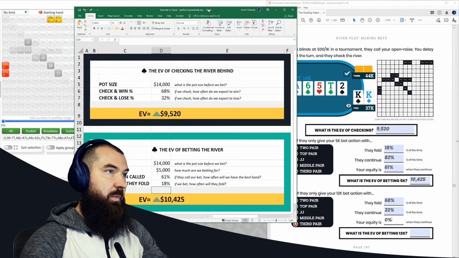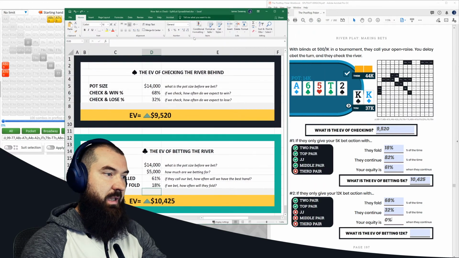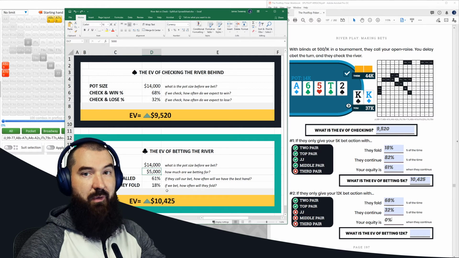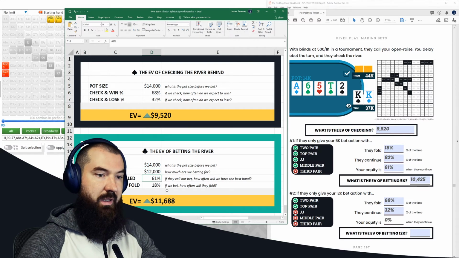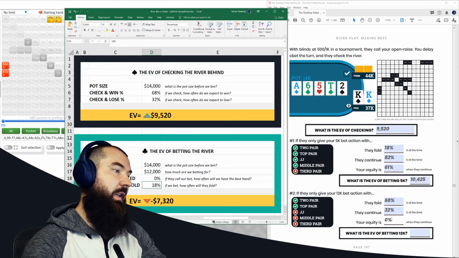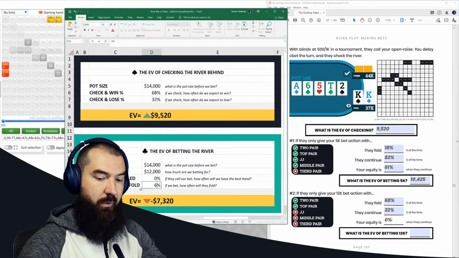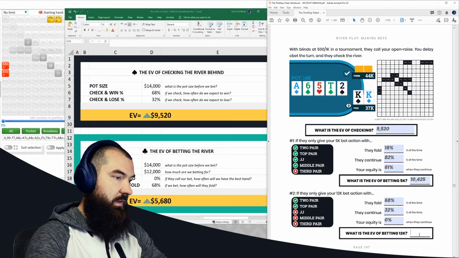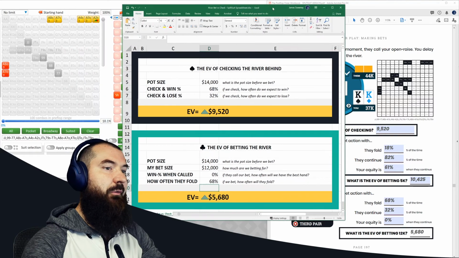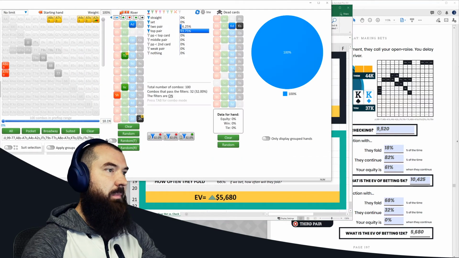So now, when we start factoring everything in, we can start looking at the EV down below, and our bet size is not going to be 5K anymore. It's going to be 12K. Perfect. Our win percentage when called is 0. That's our equity that we just calculated. And how often are they folding? Well, they're folding 68% of the time. So we notice that our overall EV is 5,680. Perfect. And this should all make a little bit of sense.